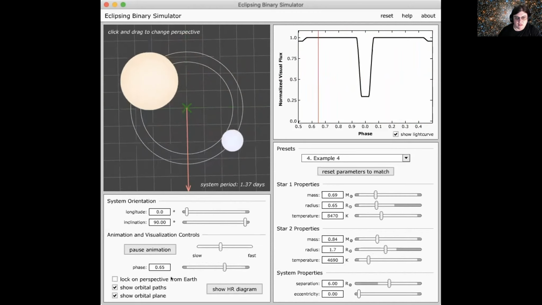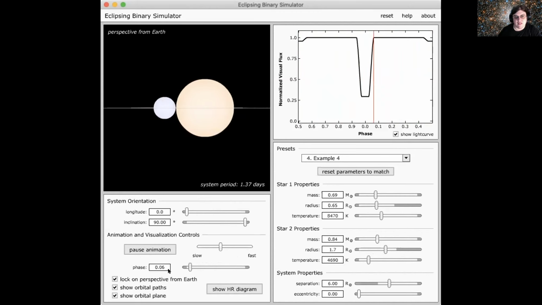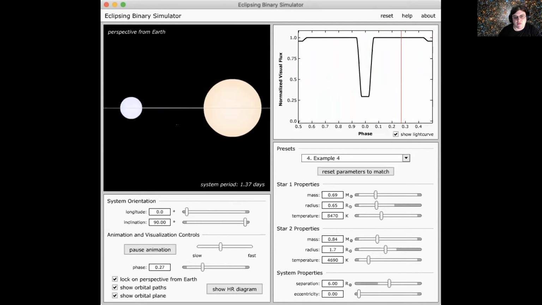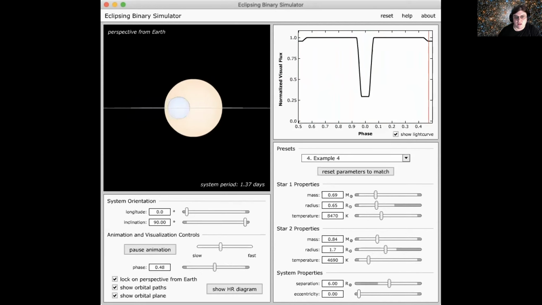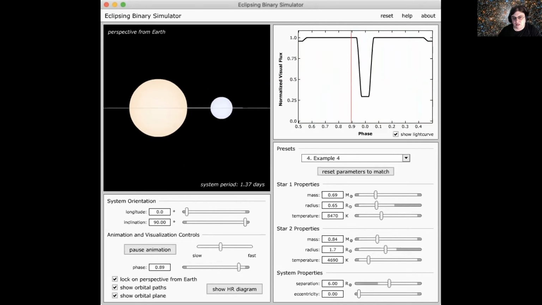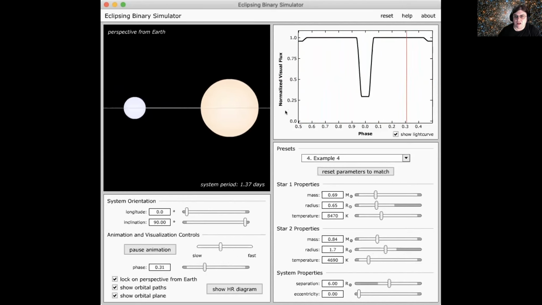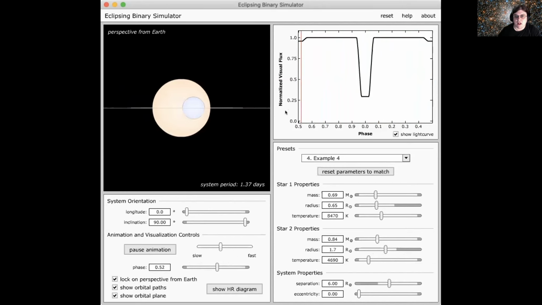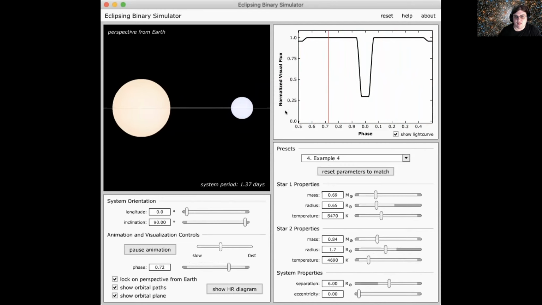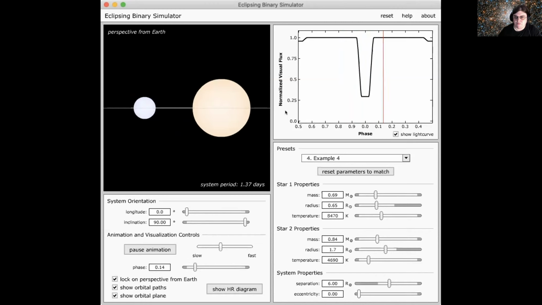Now I'm going to click us on to Earth perspective. So this is what Earth sees. Occasionally we see the red star and the blue star. Here the blue is in front of the red. Here the red is in front of the blue. Now, if we look at our light curve over here, when the blue star is in front, a small blue star in front, we get a little dip. Big red star, we get a big dip.